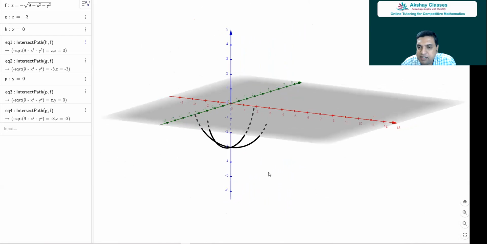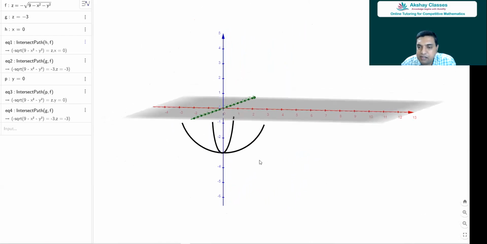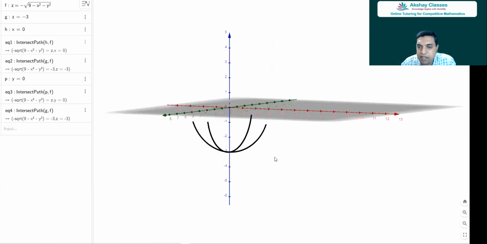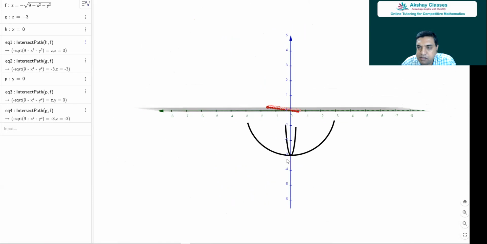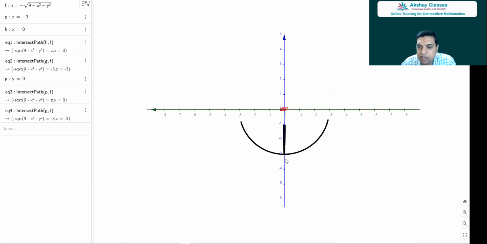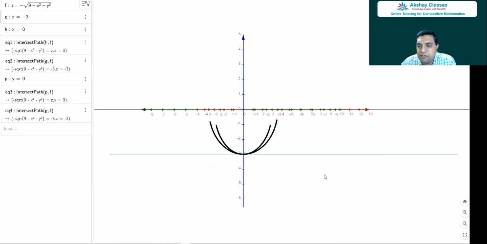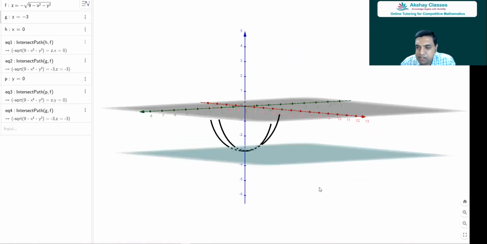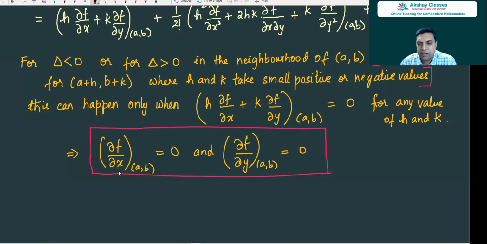So the red line is the x-axis. Along the x direction, at this point, the derivative is 0. So along x, the derivative is 0, and along y, the derivative is 0 again. You get a horizontal tangent throughout. So it's a surface, a horizontal tangential surface. So hope you understand what happens in two different directions, in the x direction and y direction.